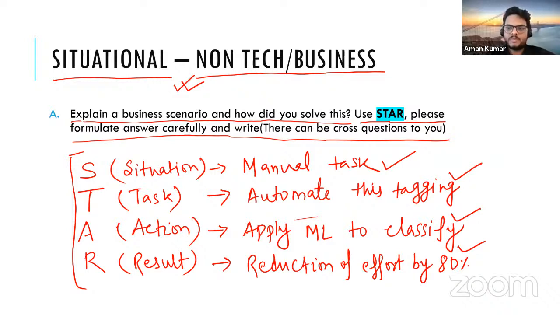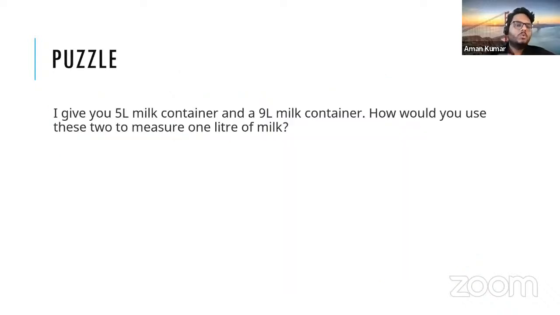Today I have put some puzzles for you. One simple puzzle. You have to solve it. I give you a 5-liter milk container and a 9-liter milk container. How would you use these two to measure 1 liter of milk? A simple one.